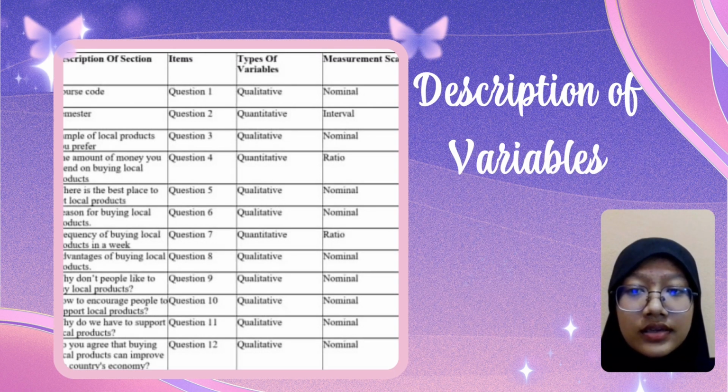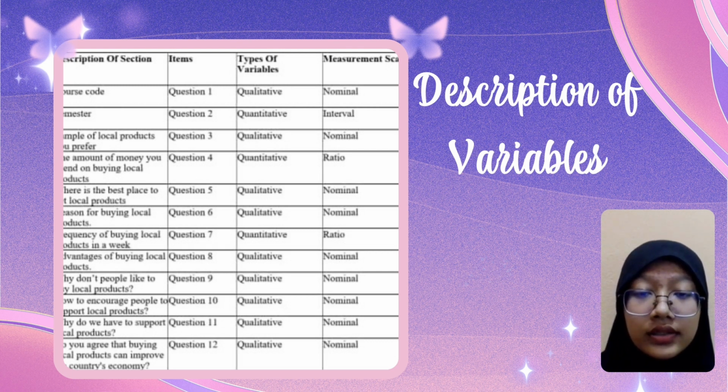As you can see here, there is an example of our case for description of variable. There are two types of variable, that is qualitative and quantitative. Meanwhile, measurement has four levels: nominal, ordinal, interval, and ratio.